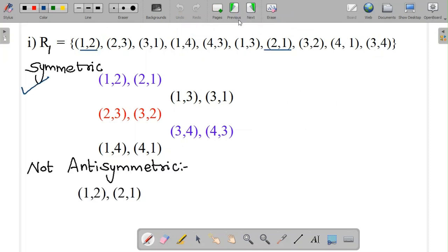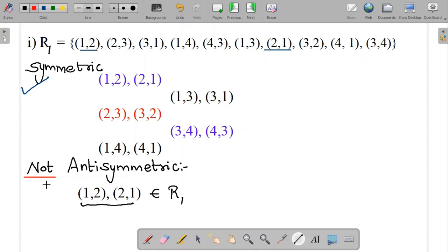Let's explore the anti-symmetric nature. We saw before that for a relation to be anti-symmetric, there is a special condition to be followed: if A and B are distinct, both pairs AB and BA cannot belong to the set. Here, however, we see that both 1 2 and 2 1 belong to the set R1. Therefore, our relation R1 is not anti-symmetric.